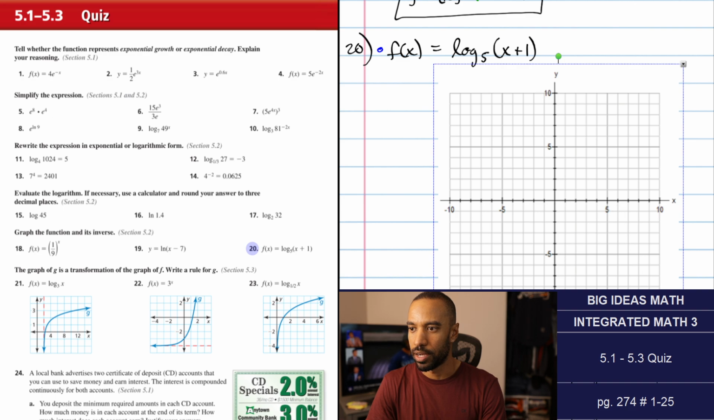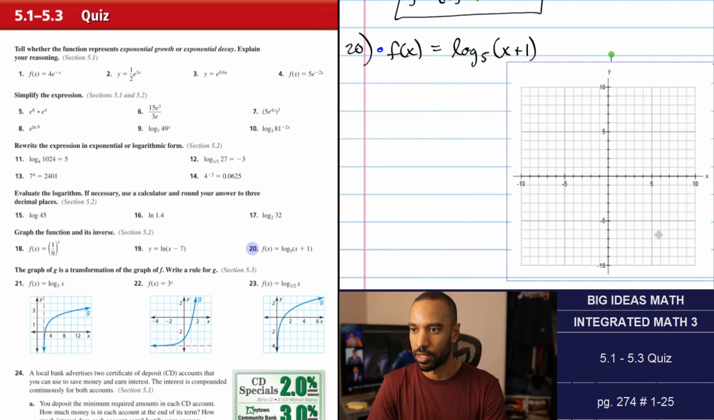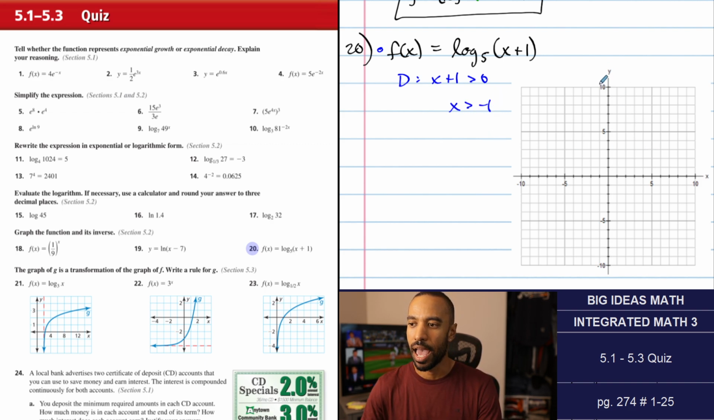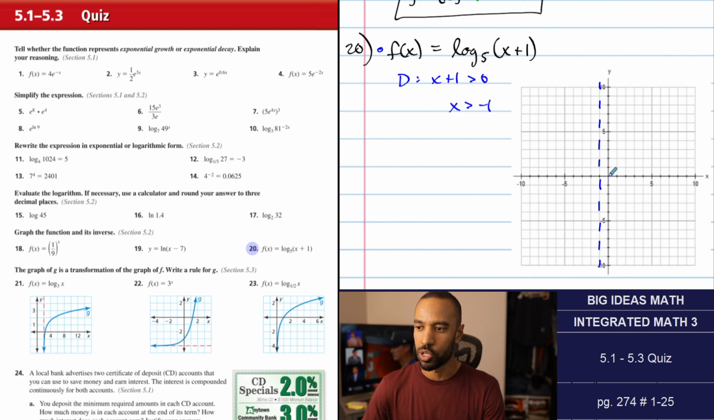On this one, we go back to our domain talk. X plus 1 has to be greater than 0. Subtract 1 from both sides, x is greater than negative 1. X equals negative 1 is our vertical asymptote of this logarithmic function. The log of 1 is 0, so this goes right here. When you plug in 0 for x, you get 1, and log base 5 of 1 is 0.